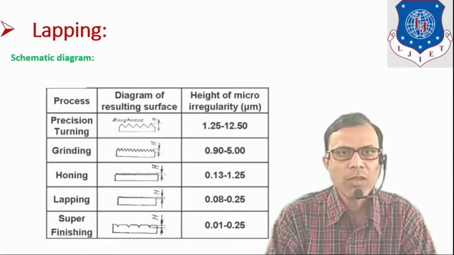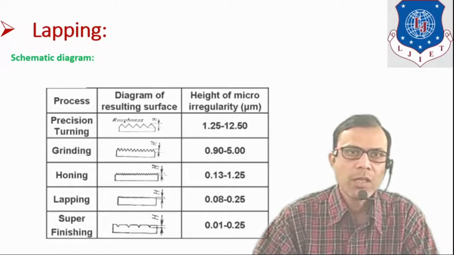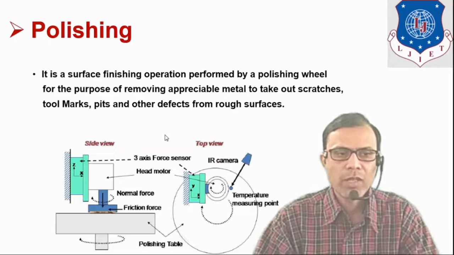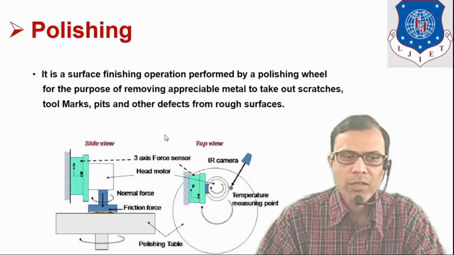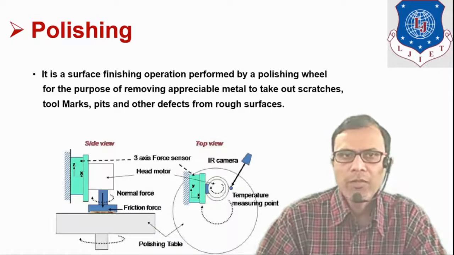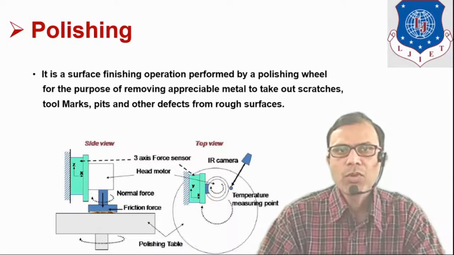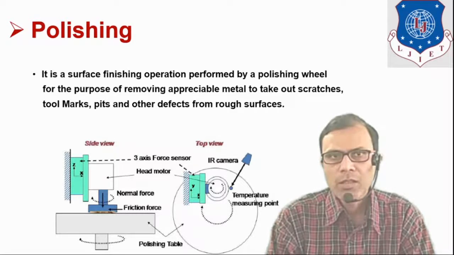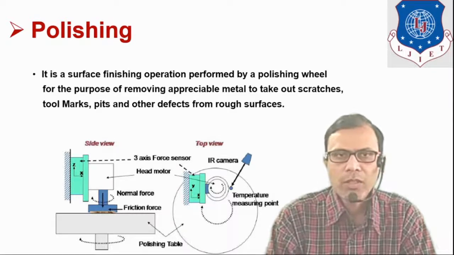So as per the requirement, the process can be applicable. Next process is known as the polishing process. It is a surface finishing operation in which the purpose is to remove the scratches or tool marks or pits which are present on the workpiece.